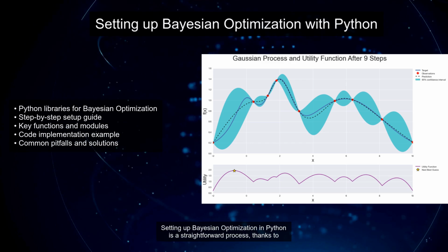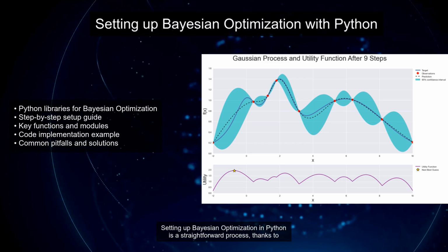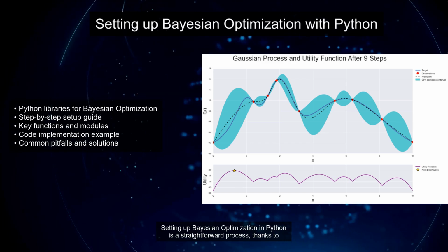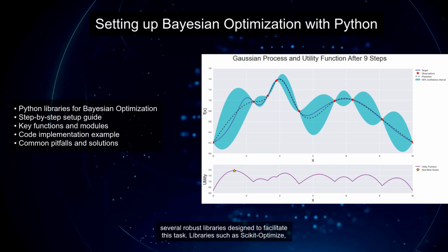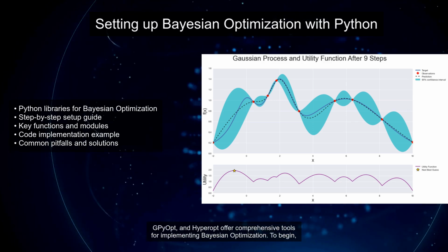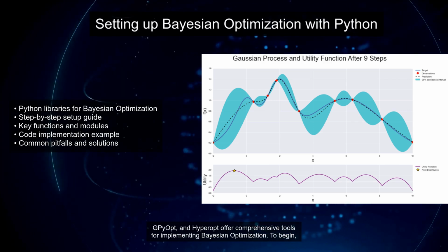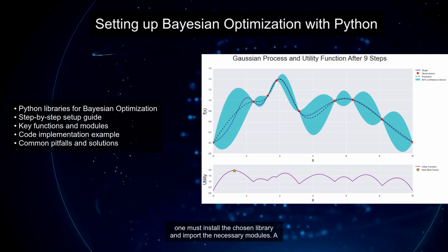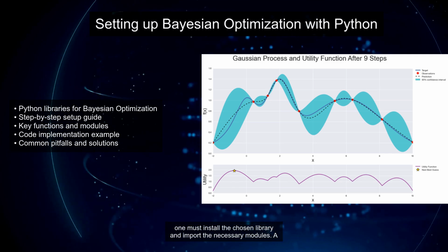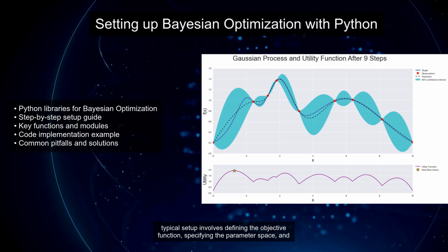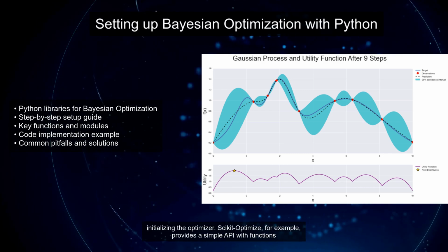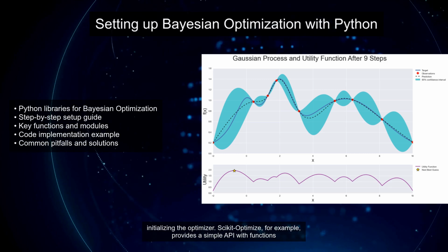Setting up Bayesian optimization in Python is a straightforward process, thanks to several robust libraries designed to facilitate this task. Libraries such as scikit-optimize, hyperopt, and others offer comprehensive tools for implementing Bayesian optimization. To begin, one must install the chosen library and import the necessary modules. A typical setup involves defining the objective function, specifying the parameter space, and initializing the optimizer.